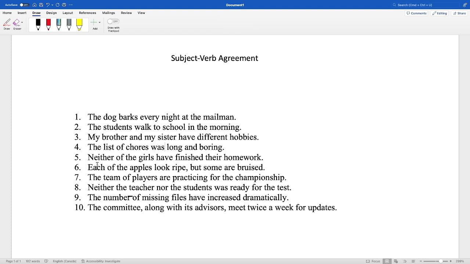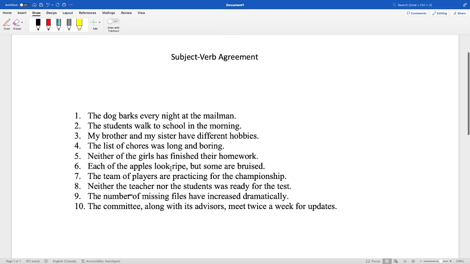So next one. Neither of the girls have finished their homework. Okay, neither. This is a key word, neither, okay? That's considered singular. So the word neither is singular. Even though there's more than one, it seems like it's talking about a plural subject, it's actually just singular. So instead of have, we would use has for that one.